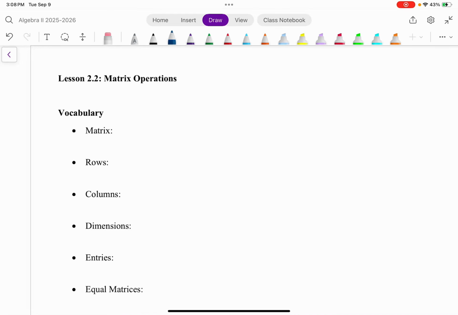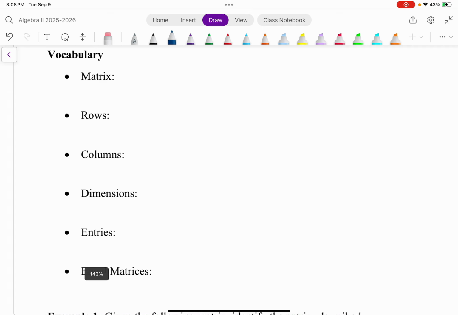Hello, this one is 2.2. Today we're going to start going over matrices and some operations with those.